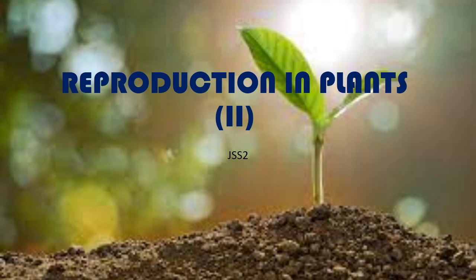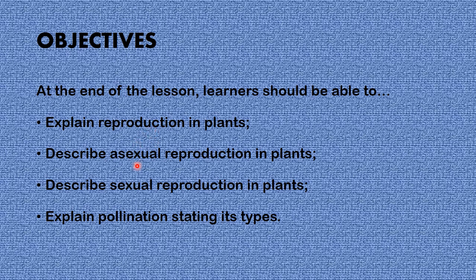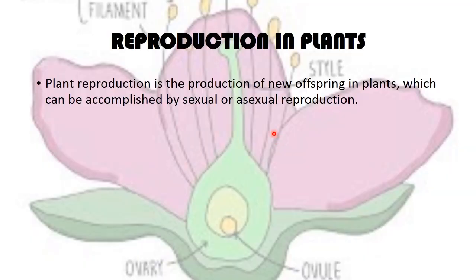Hello there. We are continuing on our lesson Reproduction in Plants 2, and we are going to be looking at reproduction in plants in details. Now, the objective of this lesson is to explain reproduction in plants, describe asexual reproduction in plants, describe sexual reproduction in plants, and also explain pollination, stating its types.